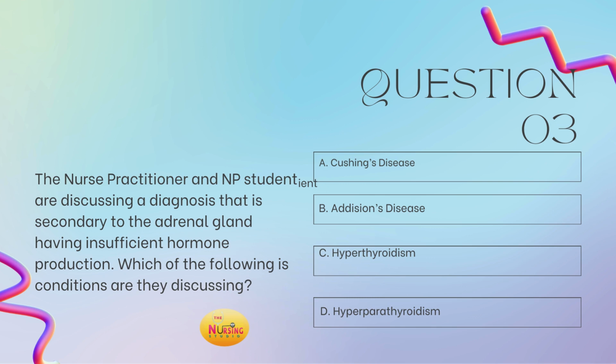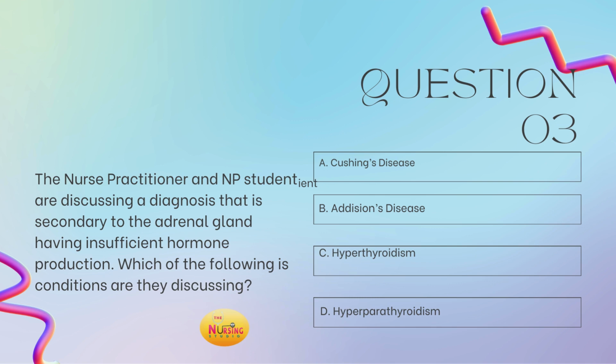All right, you guys. Stem of the question states, which of the following conditions are they discussing? And so we're trying to figure out what this defines. Straight knowledge-based questions, and you will see certain things like that. Few, but you will see knowledge-based questions on boards. And so they're discussing a diagnosis that is secondary to the adrenal gland having insufficient hormone production.